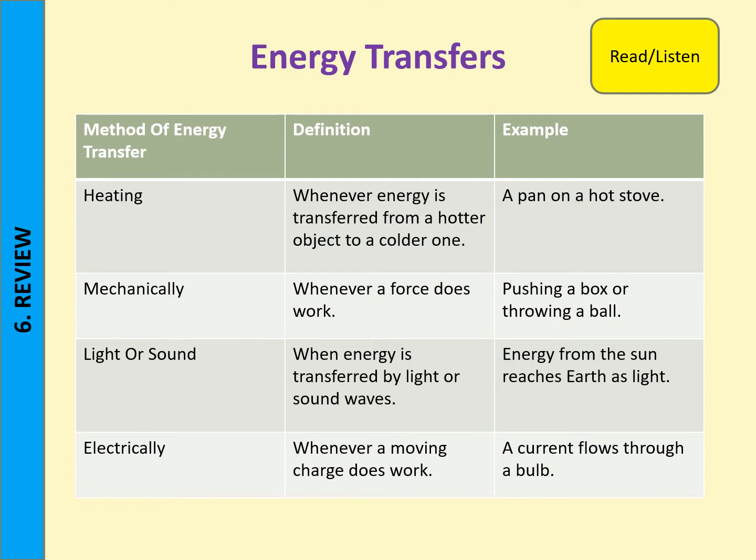The third method of energy transfer is through light or sound. Sometimes these are referred to as radiation. This is when energy is transferred by light or sound waves. And this is how the Earth receives its energy as light from the sun. The final method is electrically, whenever a moving charge does work. So for example, when electrons flow around a circuit and a current flows, that is electrical transfer.